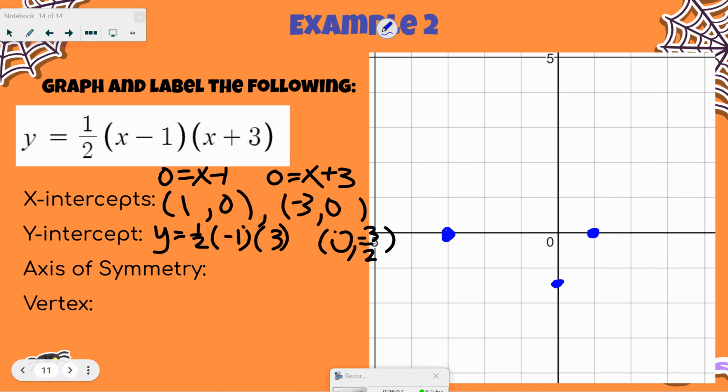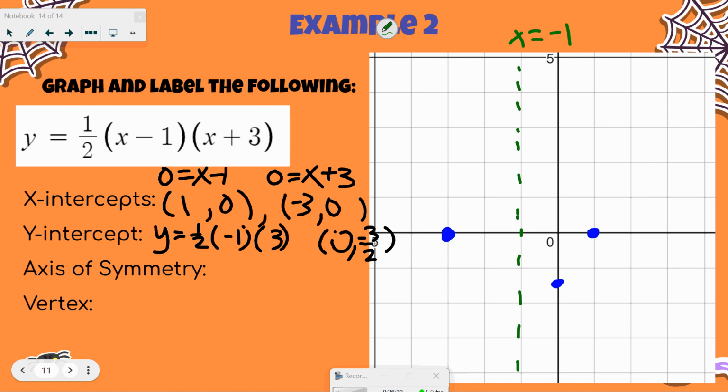Now let's find our axis of symmetry. So what do we know? Where will our axis of symmetry be in between our intercepts? In the middle. So if you don't even know how to get there algebraically, just find the middle. What's the middle between these two? Negative 1, x equals negative 1. But let's go over how I could find that algebraically.